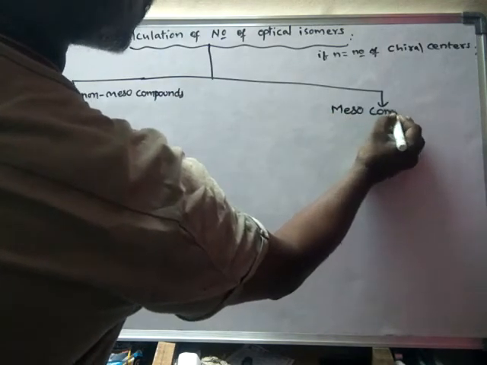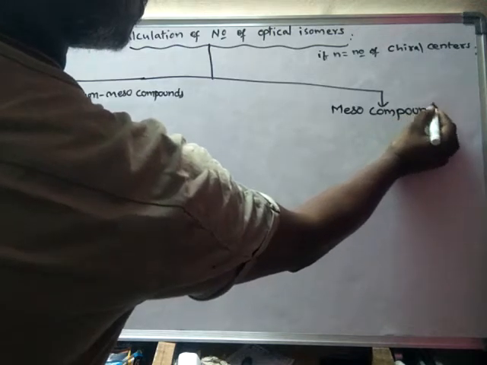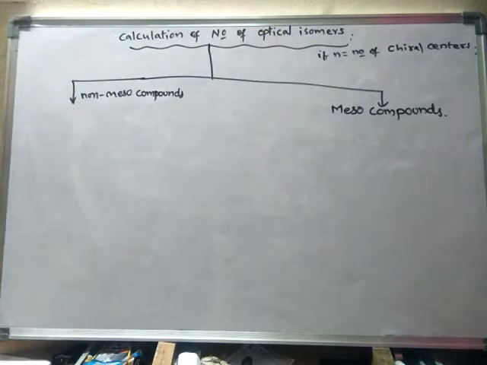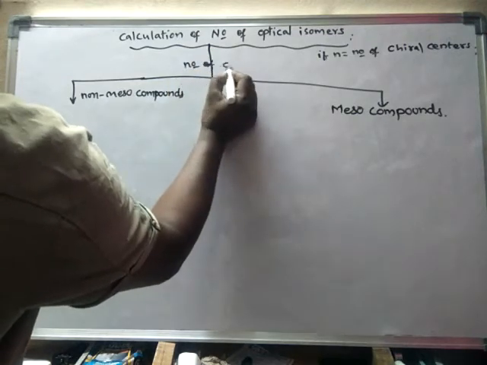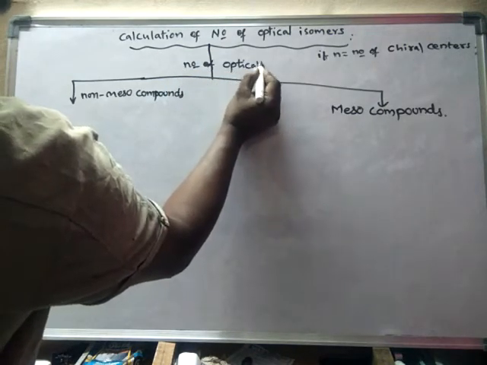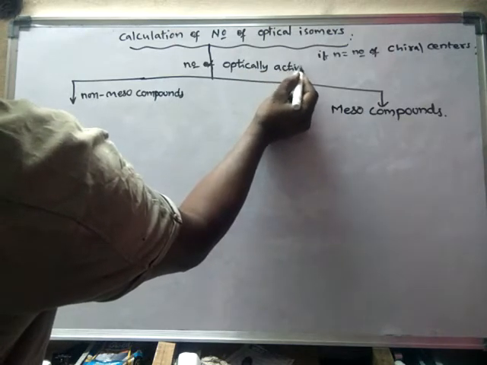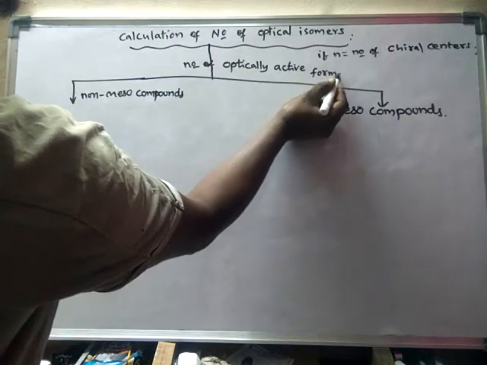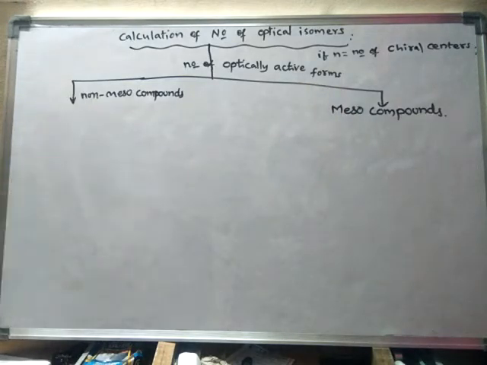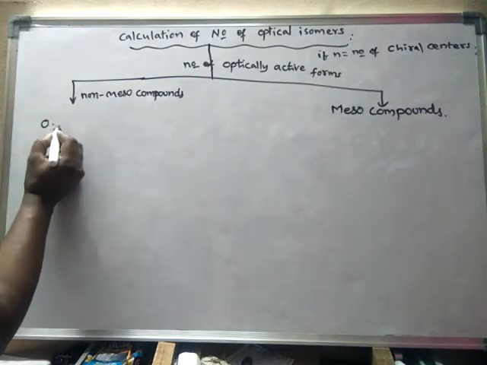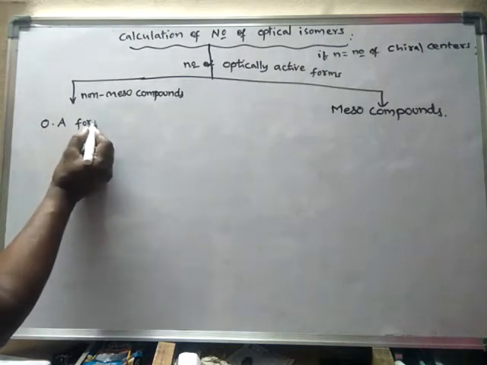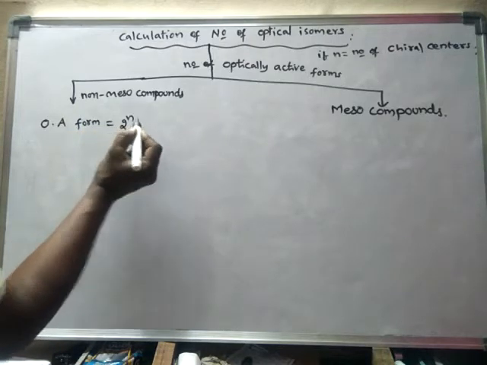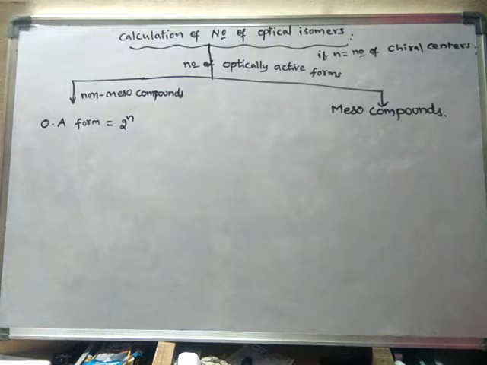For non-meso compounds and for meso compounds, the number of optically active forms. See, for non-meso forms, the number of optical isomers, or optically active forms (OA means optically active), will be equal to 2 to the power of n.